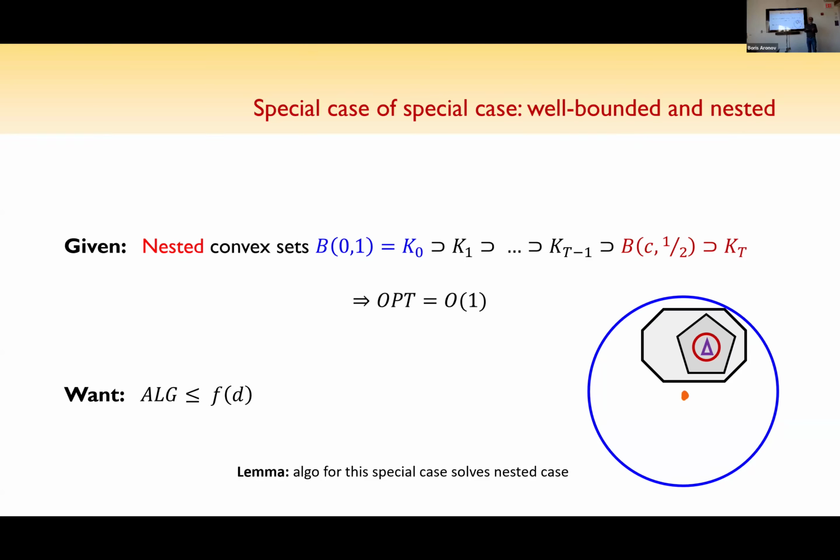How much will I pay? F of d times half. What did I pay before that? F of d times 1. But it's a geometric sum. So all I have to do is, in some sense, localize where I'm going. As soon as I can be inside a smaller ball, constant factor smaller, I'm good.